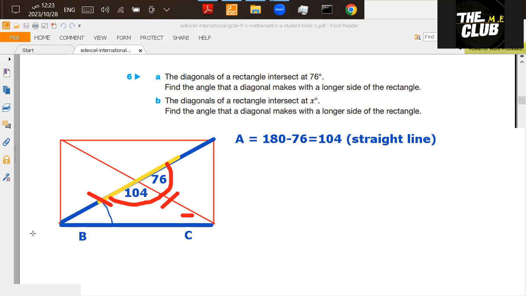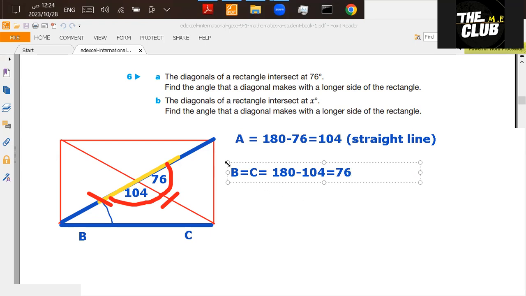Now, how can we find the base angles? Very good. We have to subtract from 180. So first we have the top angle, 104. B and C are equal. So how do we find B and C? B equals C. Equals what? Very good. 180 minus 104. And the answer will be what? 180 minus 104, and the answer is 76.